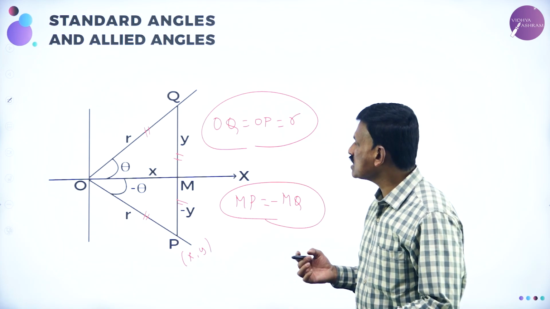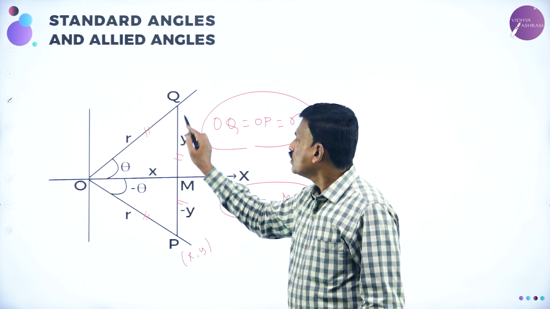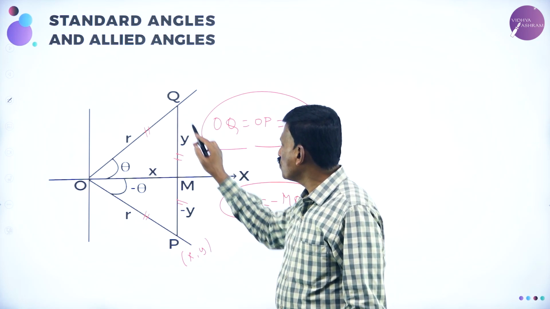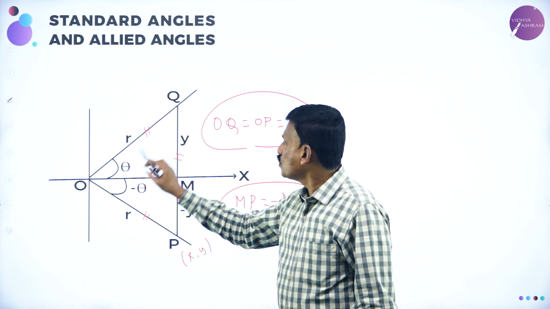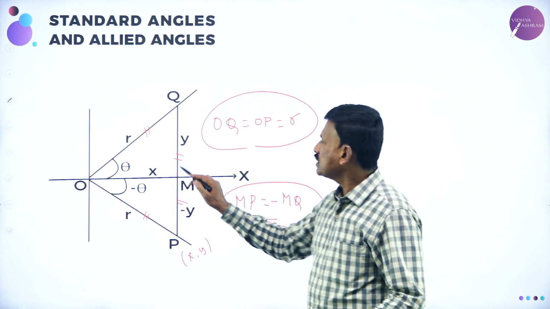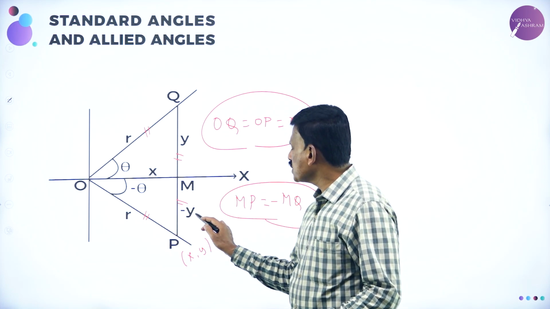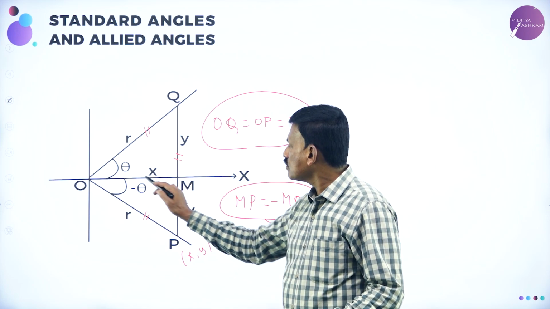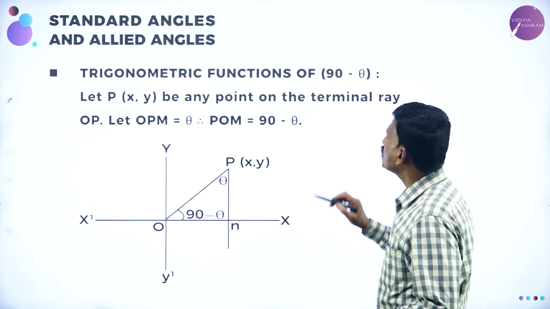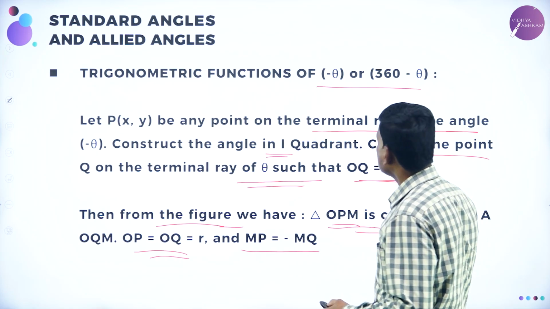Now, let us come to the 6 trigonometrical ratios. This is very important. Here, angle OPM is equal to minus theta, and angle OQM is equal to plus theta. For the triangle OPM, opposite is minus y, adjacent is equal to x, and hypotenuse is equal to r. Now, let us write the 6 trigonometrical ratios of minus theta and 360 minus theta.